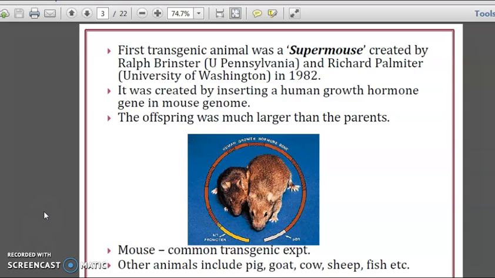The first transgenic animal was a super mouse created by Ralph Brinster and Richard Palmiter in 1982. It was created by inserting a human growth hormone gene into the mouse genome. The offspring was much larger than the parents. Mouse is a common animal that is used for transgenic experiments. Other animals include pig, goat, cow, sheep, fish, etc.